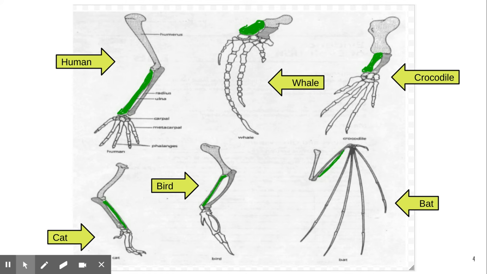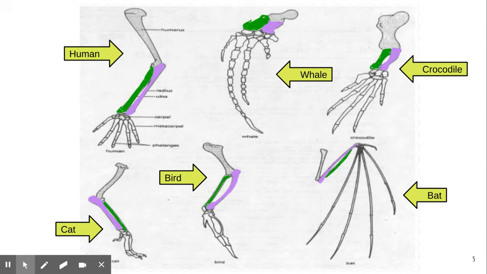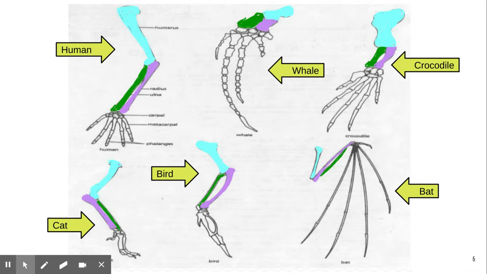So first is green. All right, so for the human, whale, crocodile, bird, cat, and bat, you can see the green bone that is colored in is the same bone and in the same place in each of the arms. Second is purple. I colored in purple to show this other bone that is in the same place in the structure of the arm. And lastly is blue to show that this third bone is in the same place structurally as the human.